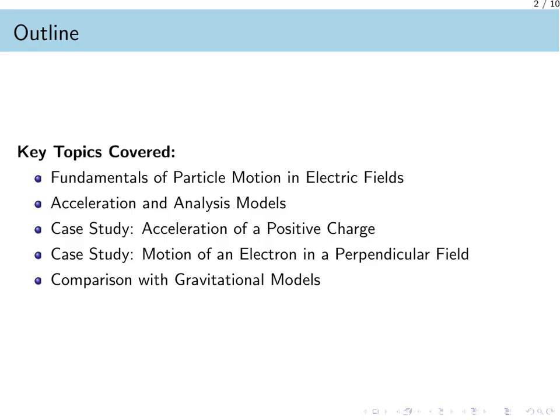To make these concepts concrete, we will examine two specific case studies. The first case study looks at the acceleration of a positive charge moving parallel to the field lines. The second case study explores the motion of an electron moving perpendicular to the electric field. Finally, we will conclude with a brief comparison between these electric field models and the gravitational models you are already familiar with. Let us get started with the fundamental principles.